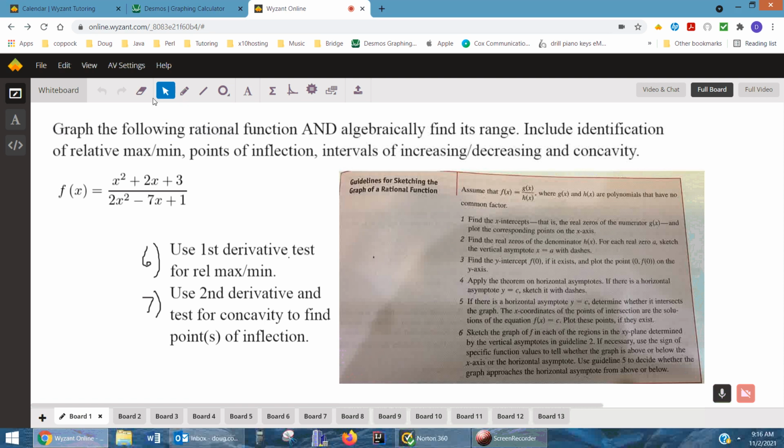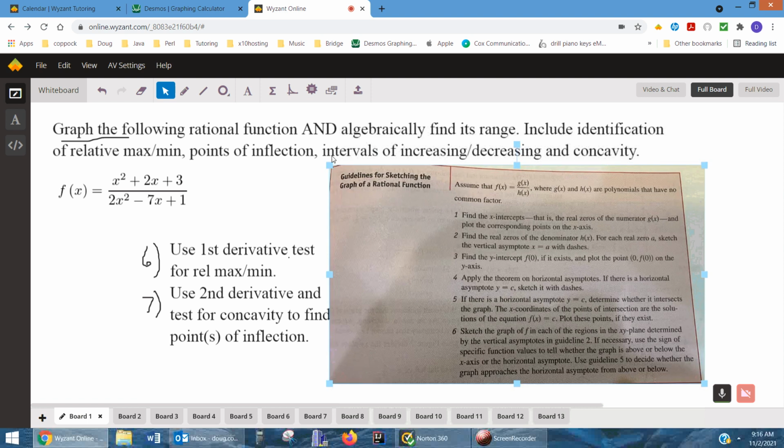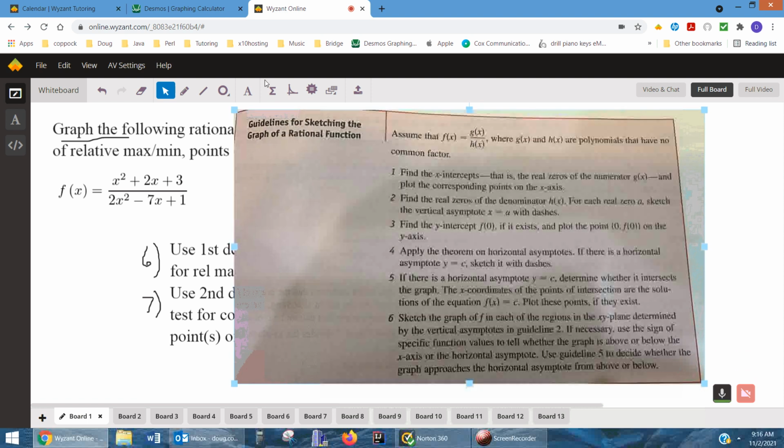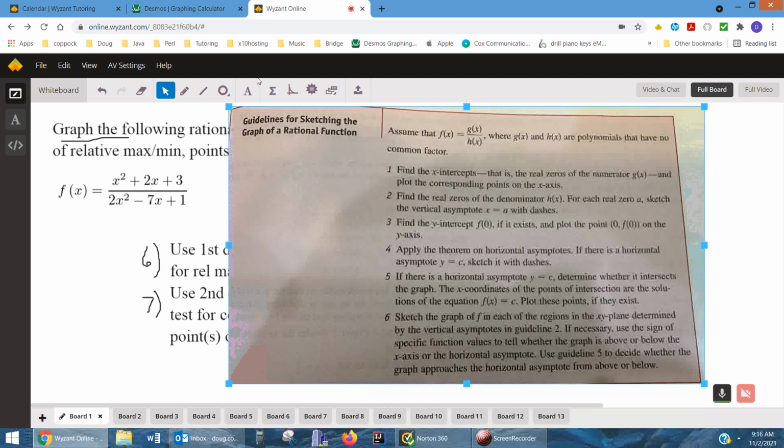Okay, we're going to look in this video at the idea of graphing a rational function following these guidelines, and we're also going to algebraically find the range of this rational function. I'm going to make this a little bit bigger, so if you want to, you can pause the video and read it in more detail. But we're going to go through these steps one at a time.